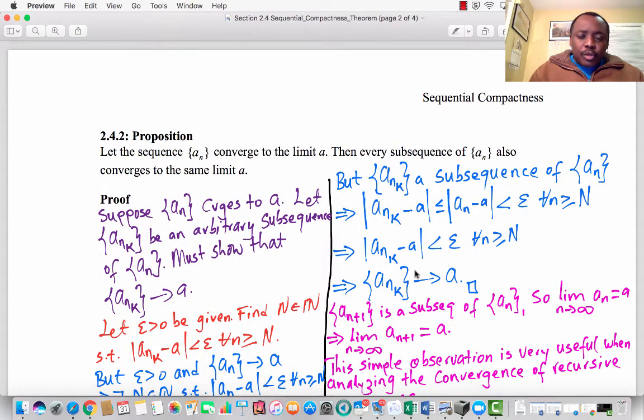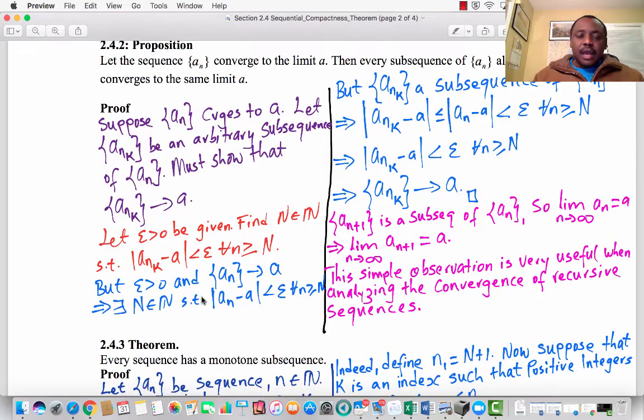Subsection 2.4.2, proposition. Let a_n be a sequence that converges to the limit a. Then every subsequence of a_n also converges to the same limit. Interesting. Proof. Suppose a_n converges to a. Let a_nk be an arbitrary subsequence of our sequence a_n. We must show that a_nk converges to a, i.e., let epsilon greater than 0 be given. We want to find a natural number N such that the absolute value of a_nk minus a is less than epsilon for every n greater than or equal to N.